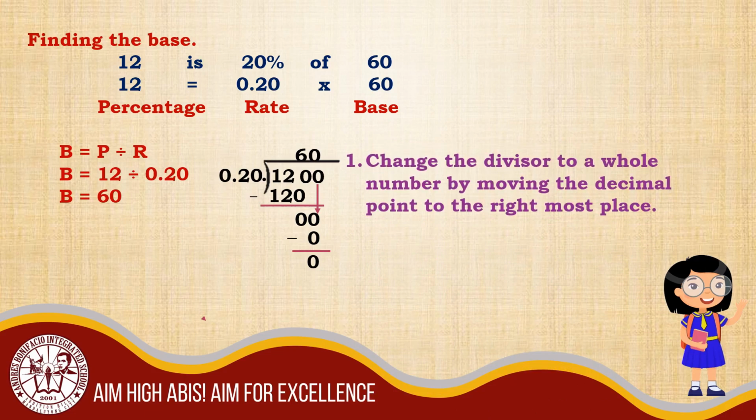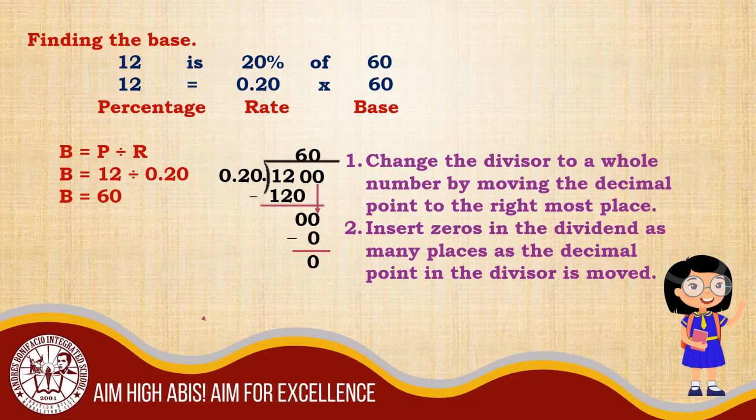Change the divisor to a whole number by moving the decimal point to the rightmost place. Insert zeros in the dividend as many places as the decimal point in the divisor is moved.